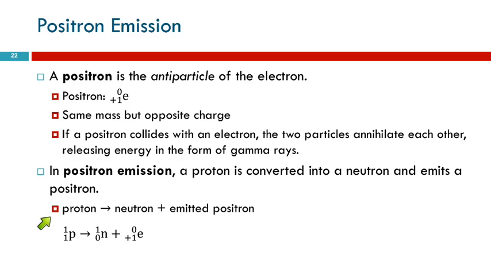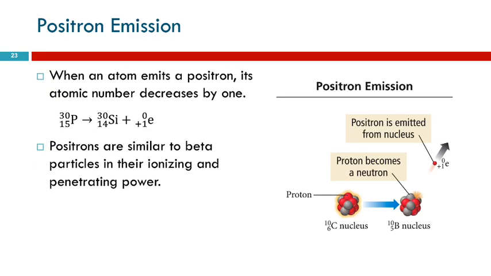So this is kind of the opposite of the beta decay, where we had a neutron decaying into a proton and an electron. So we have one proton, and that's decaying into a neutron and a positron. The positron has the same symbol as the electron, with the exception of the charge. The charge is different. It's a +1. So when an atom emits a positron, the atomic number increases by 1. I'm sorry, decreases by 1.